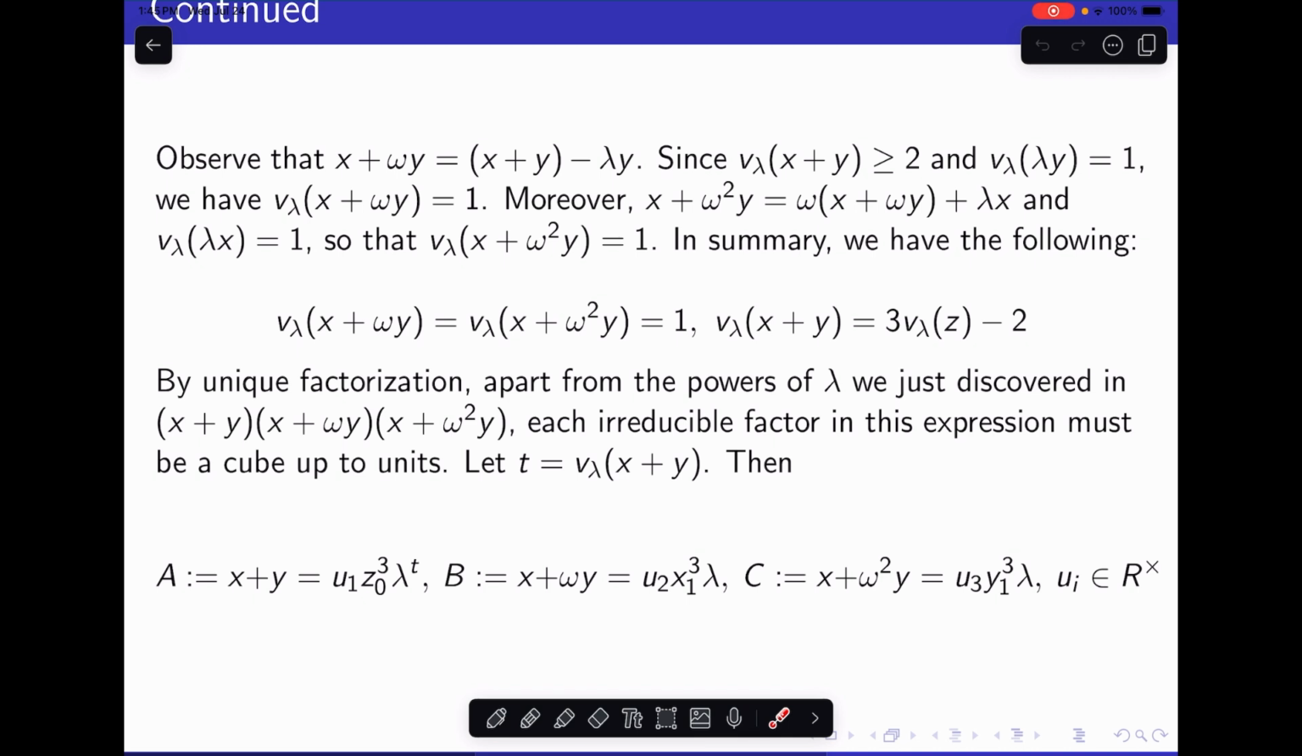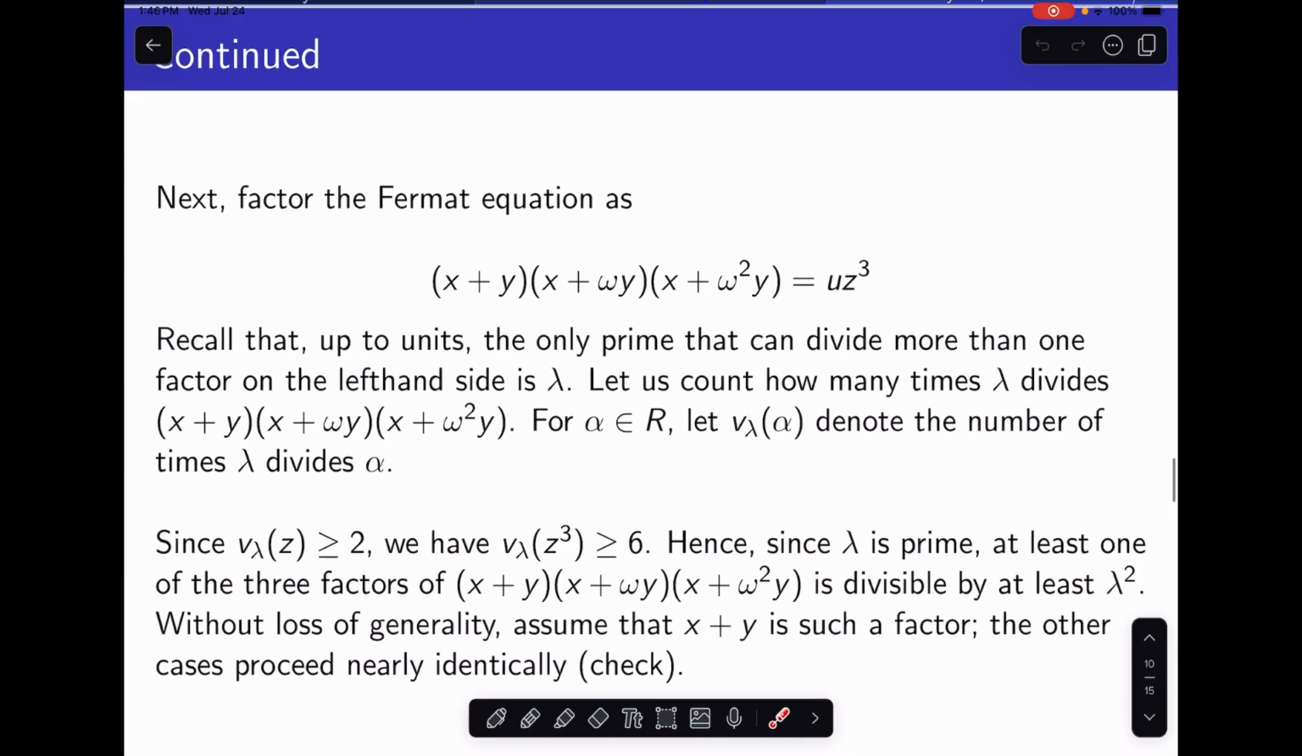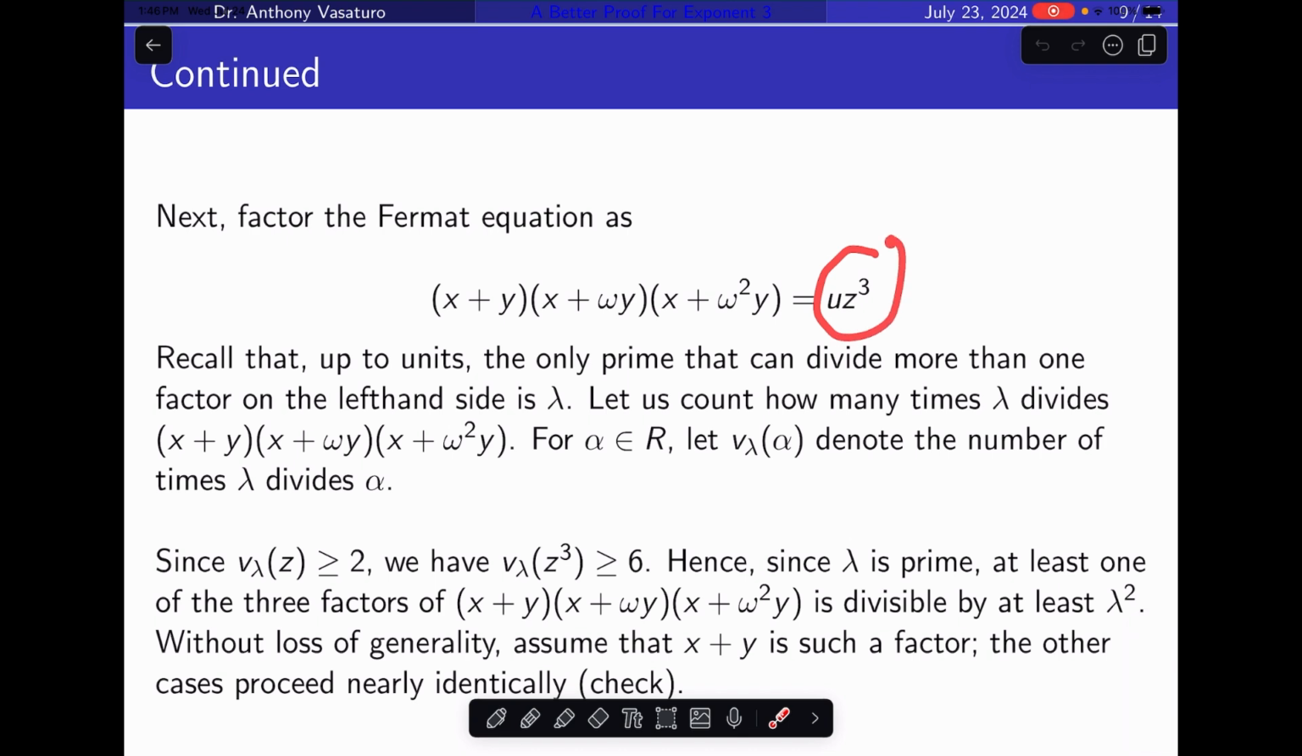In summary, we have the following. v lambda of x plus omega y and v lambda of x plus omega squared y, so that's 2 of the 3 terms in the left-hand side of the Fermat equation, those have lambda-adic valuation 1. Lambda divides them 1 time each. And then the other term, which is x plus y, has lambda-adic valuation, well, okay, it's whatever the lambda-adic valuation of this is, minus 1, right? So we have lambda dividing this once and this once. Then we have it dividing this term some number of times. So whatever that number of times is, minus 2 is the number of times lambda divides this.